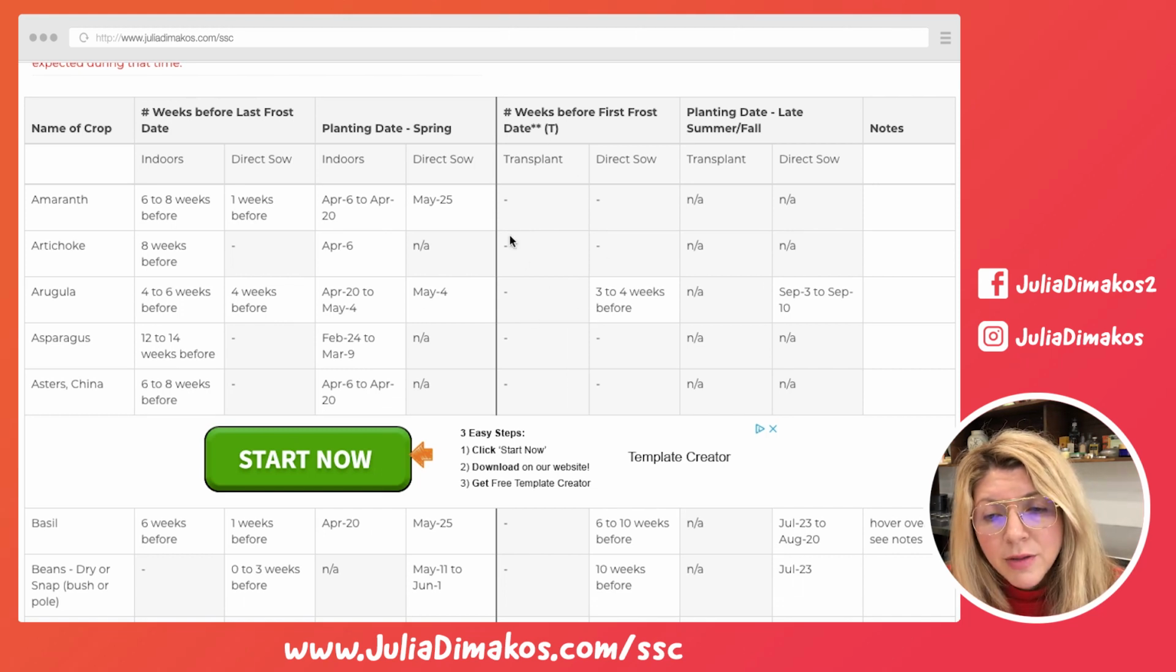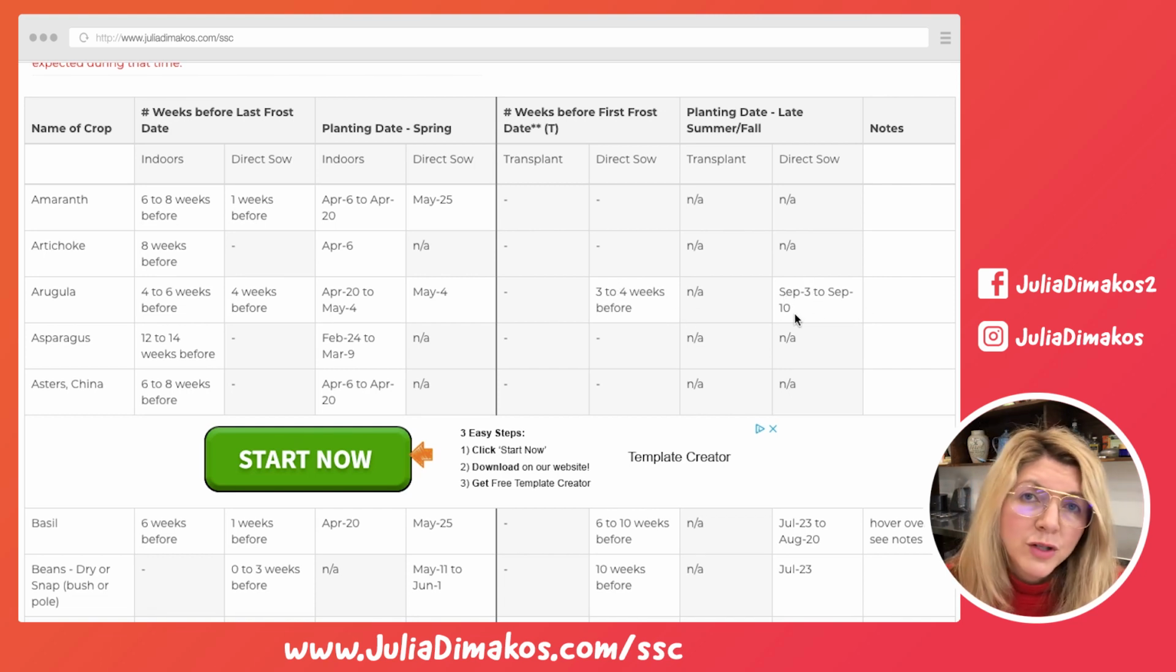And I don't talk about the date that you need to start your transplant, but I do say when you can sow it at the last. So the last time you can sow arugula seeds directly in the soil in the garden is 3 to 4 weeks before the final frost date, and that is equivalent to September the 3rd to September the 10th.